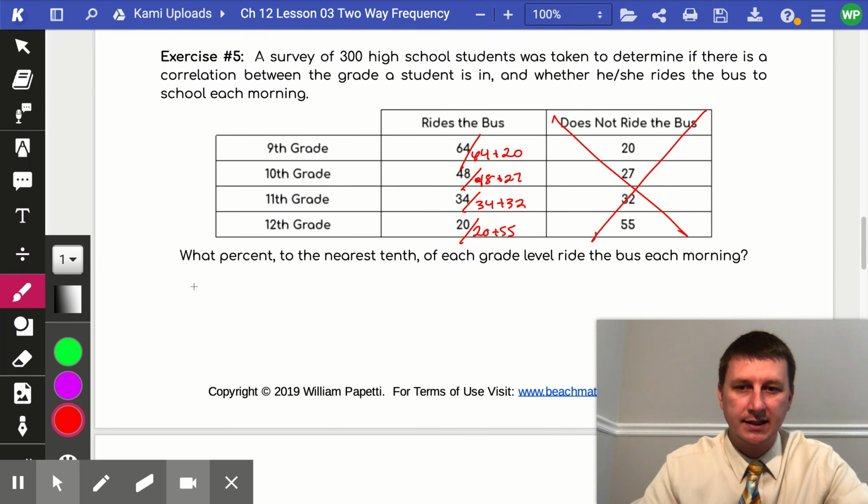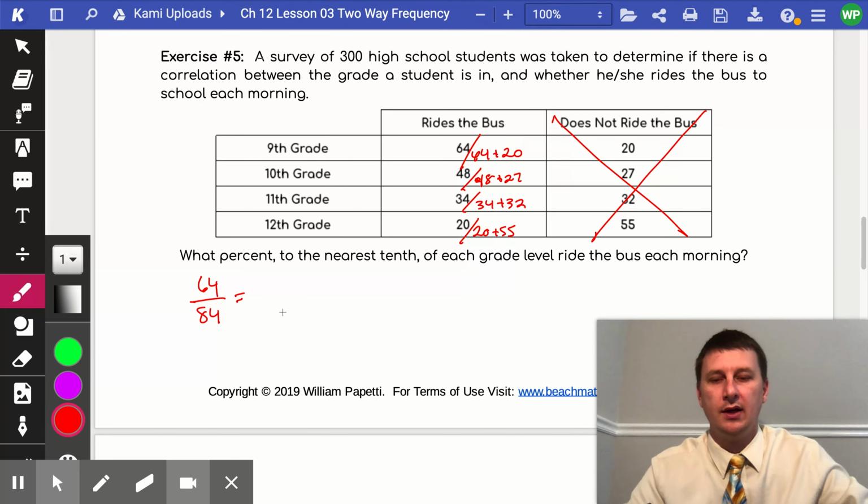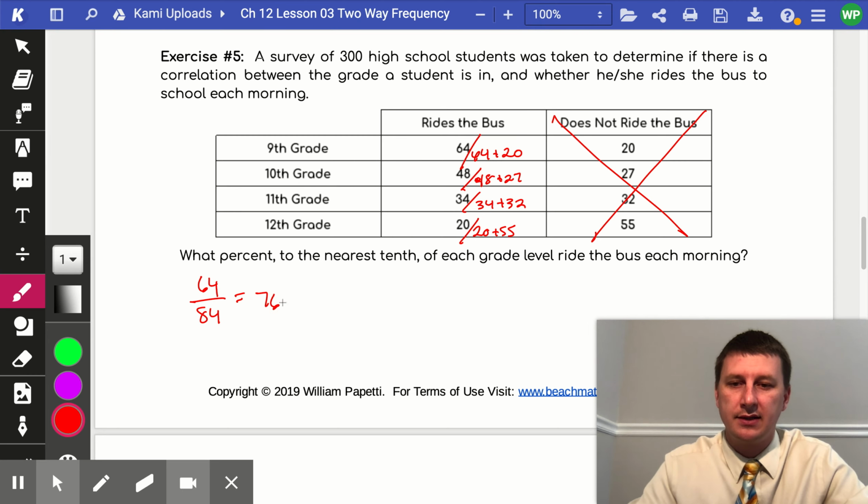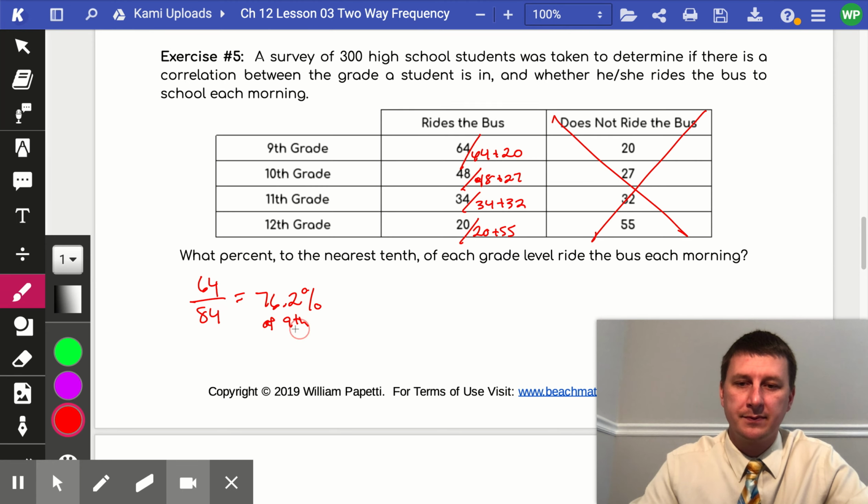So we have our start here. We're going to have 64, starting with the 9th graders up here. And then it says 64 plus 20, so that's going to be 64 out of 84. So that's going to give us a percent of, and we want to remember to round to the nearest 10th, 76.2% of ninth graders ride the bus. Okay, let's see if there's a pattern.